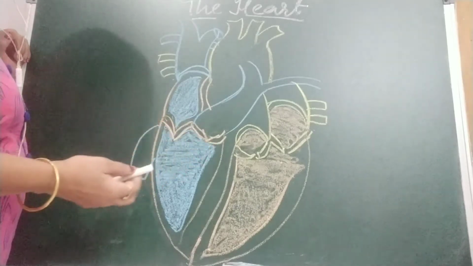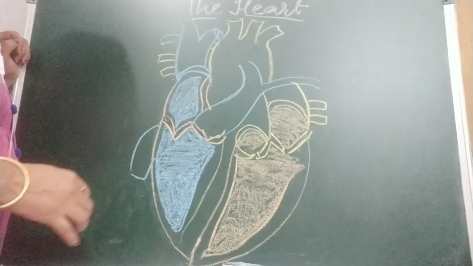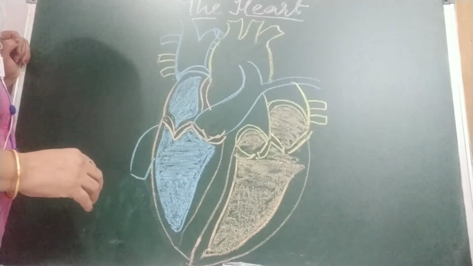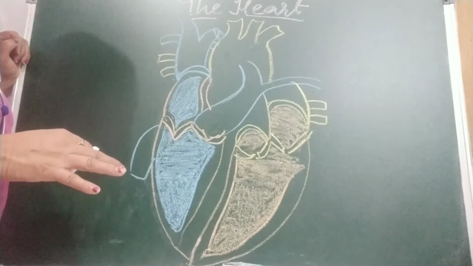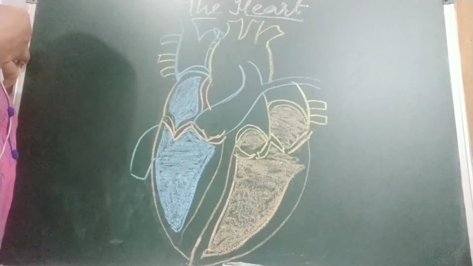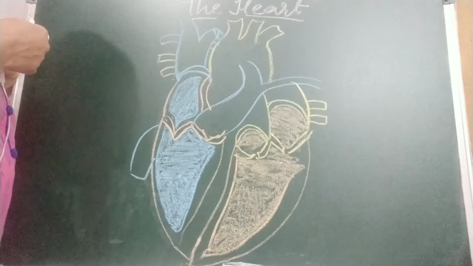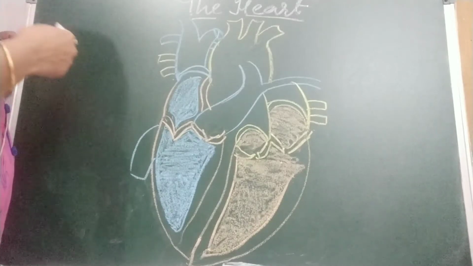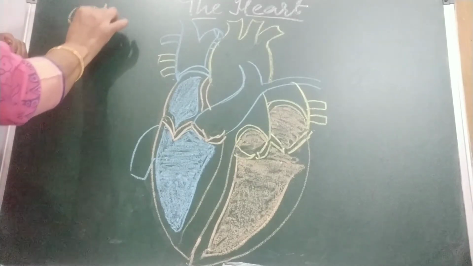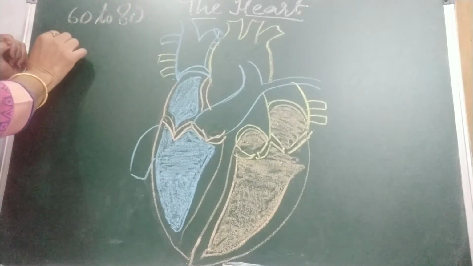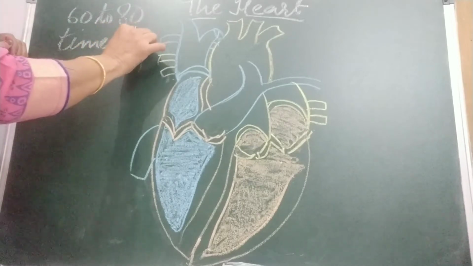Because of the rhythmic contraction and relaxation of the muscles, this pumping of blood takes place. And we also call this rhythmic contraction and relaxation what? Heartbeats. You know about the heartbeat. The lub dub sound comes when you put your palm on the left side of your chest. You can hear this lub dub sound, and we call that heartbeat. A normal heart beats around 60 to 80 times per minute.